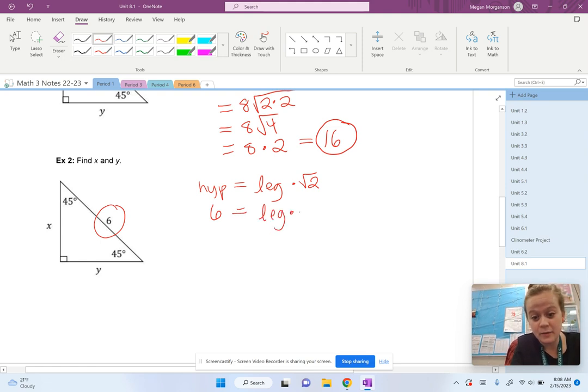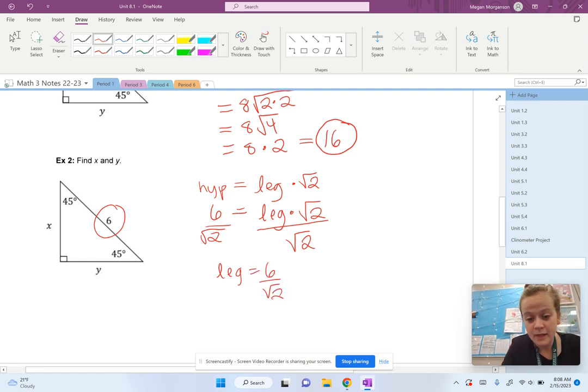And in this case, we've only got one thing we're looking for. So we just need to get the leg by itself. Think of it just like a variable. We could have put x in there. That would have been fine. So to get rid of the root 2, I'm going to divide because it was being multiplied. So the leg equals 6 divided by the square root of 2.